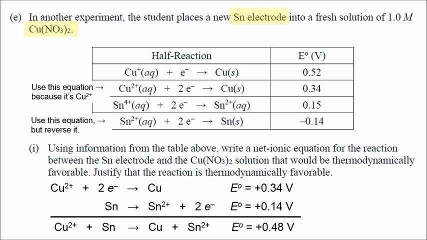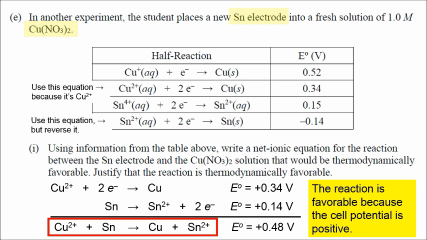Justify that the reaction is thermodynamically favorable. Because we have a positive cell potential, the reaction is favorable. So the correct answer is copper 2+ plus tin 0 to produce copper 0 and tin 2+. Again, the reaction is favorable because the cell potential is positive.